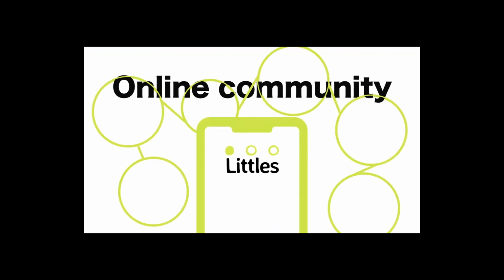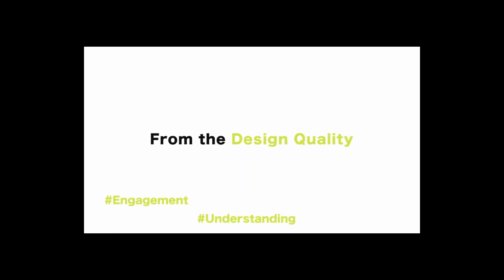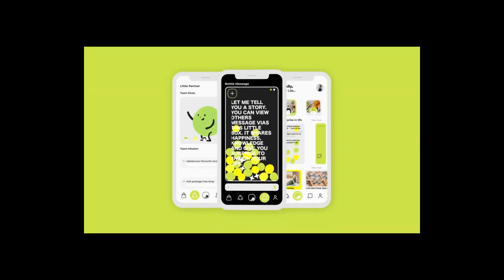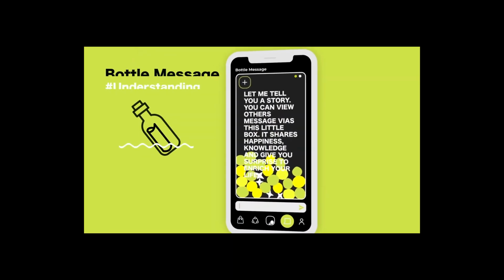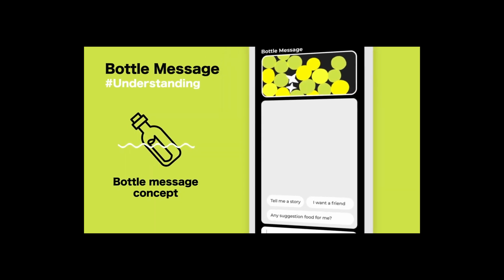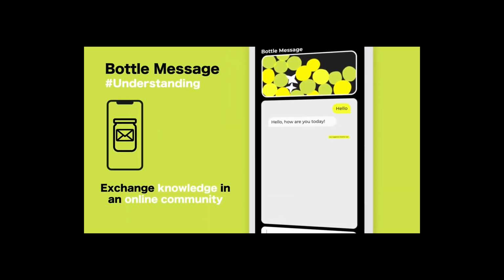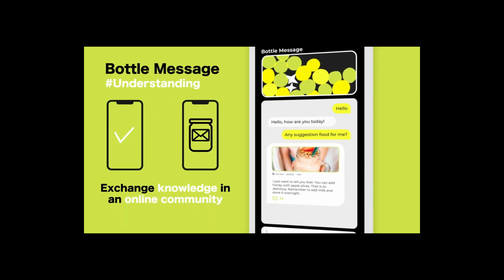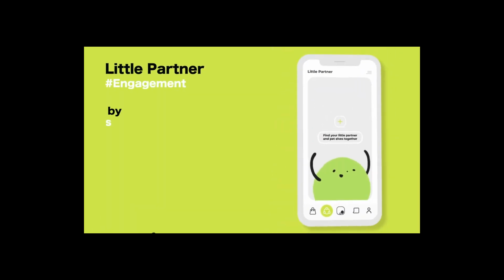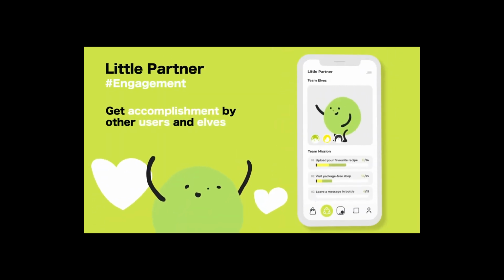How about motivation? The application includes an online community with accomplishment of cute elfies, which makes the shopping experience more than just shopping. Also, from design quality, there are 3 main features in the app. First, auto message. By utilizing the auto message concept, it lets people exchange knowledge in the online community after every purchase. Second, little partner. Let you get accomplishment by other users and elfies.